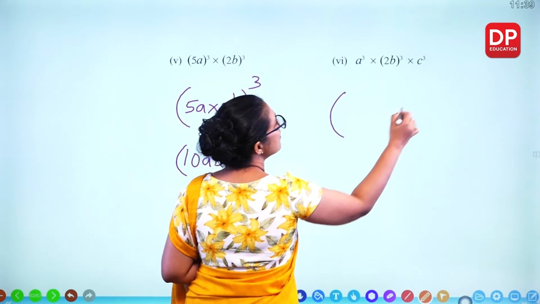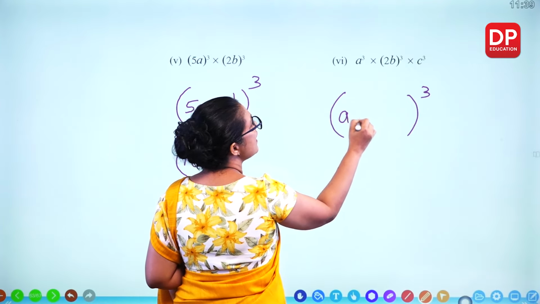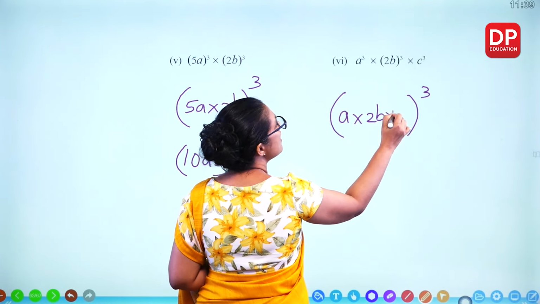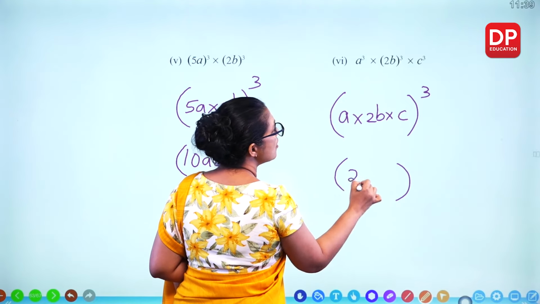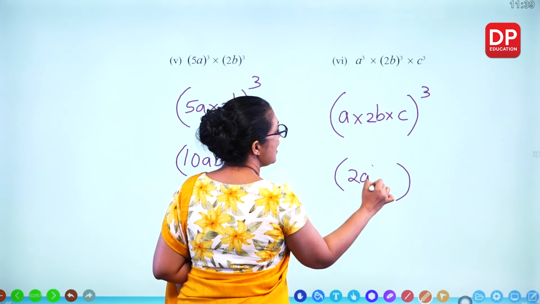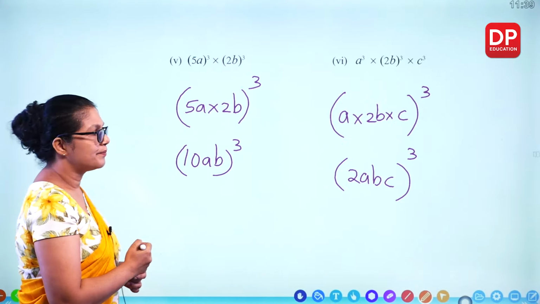This one, power 3 is common. What's inside? a, 2b and c. So rearrange in order, numbers first: a, b, c. (2abc) to the power 3.